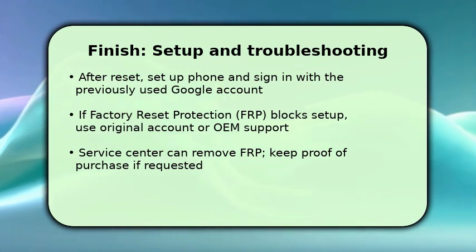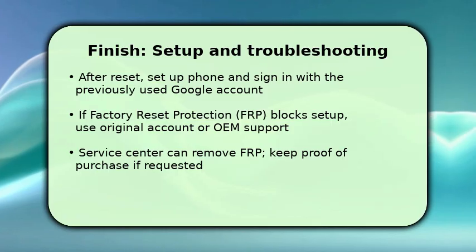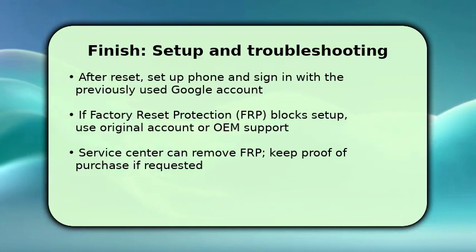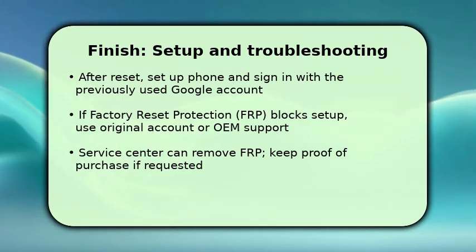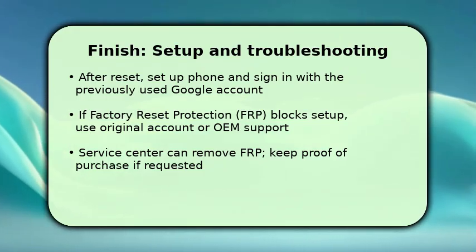You must sign in with the same Google account that was on the device before the reset due to factory reset protection. If you can't recall that account, try account recovery at Google, or on Samsung use Find My Mobile to relink. If FRP still blocks you, contact the device manufacturer or an authorized service center with proof of purchase.